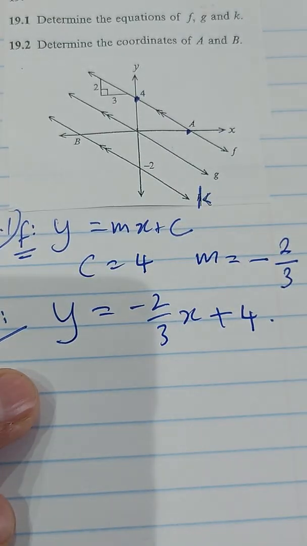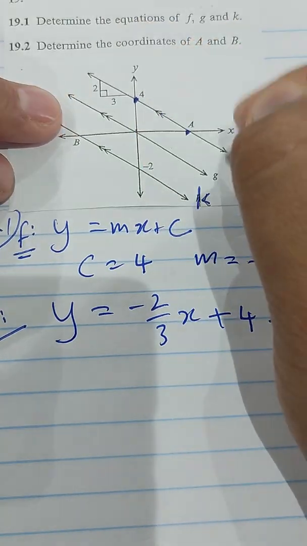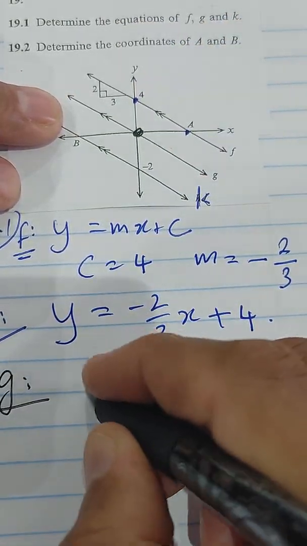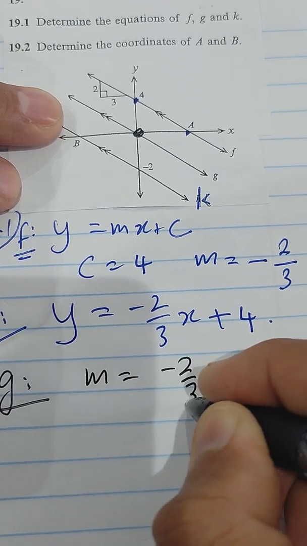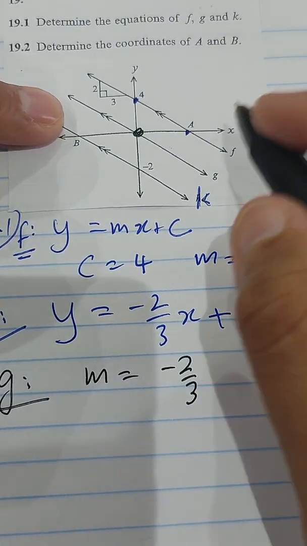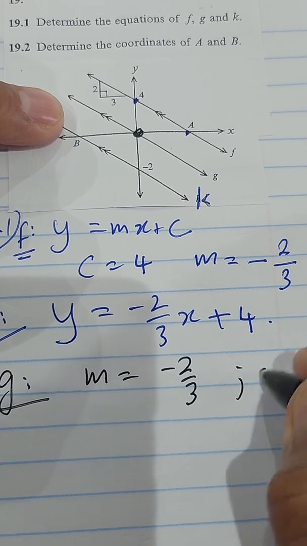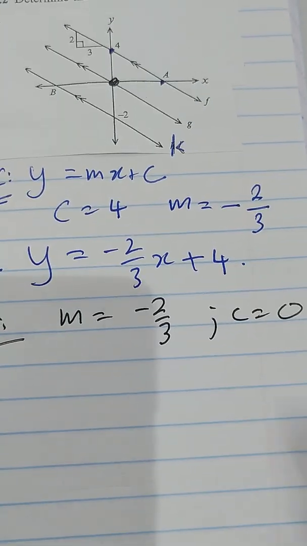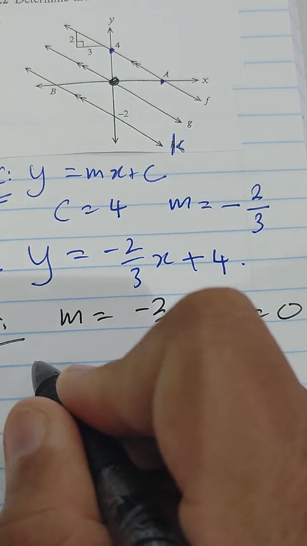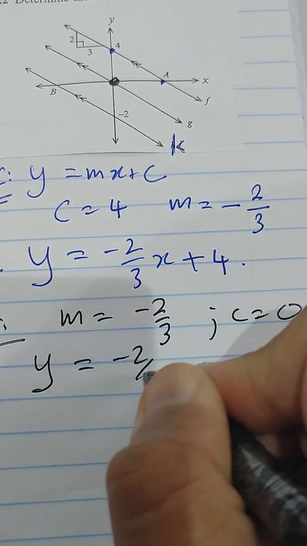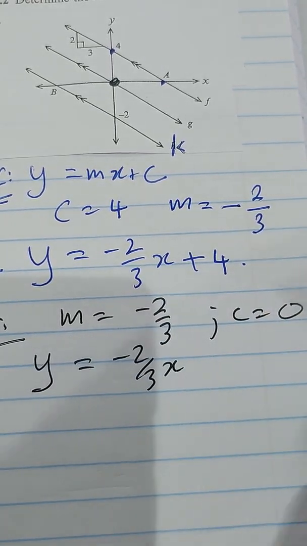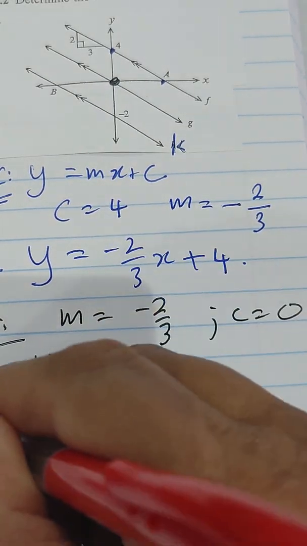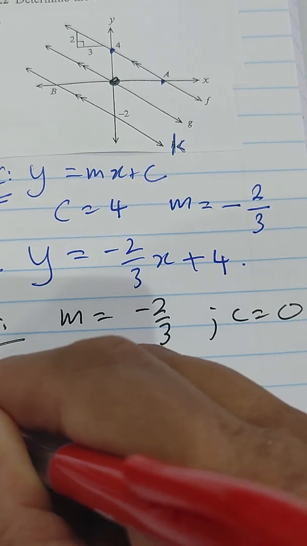Let's go with g. Change of color. So g of x has the same gradient. Okay. So the gradient is going to be -2 over 3. Why would it have the same gradient? The line is parallel. It has a c value of 0. Okay. So what do we have? y is equal to -2 over 3 x plus 0, which is -2 over 3 x. That's g.